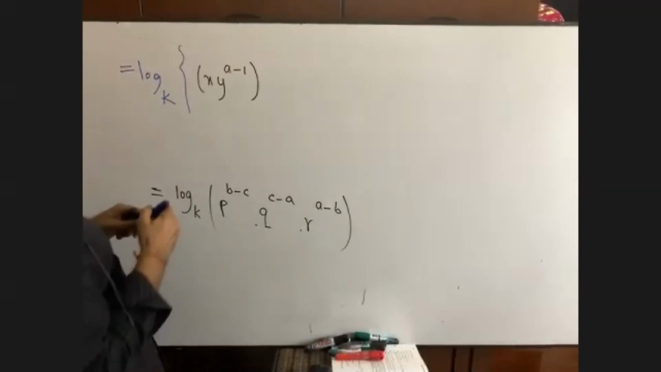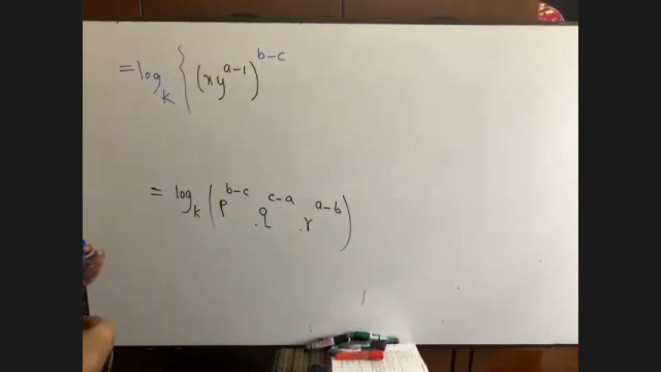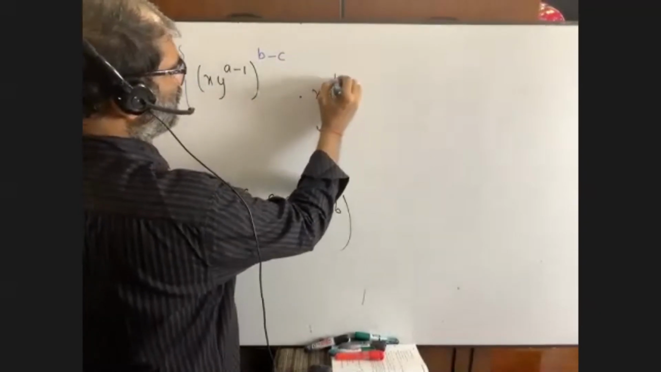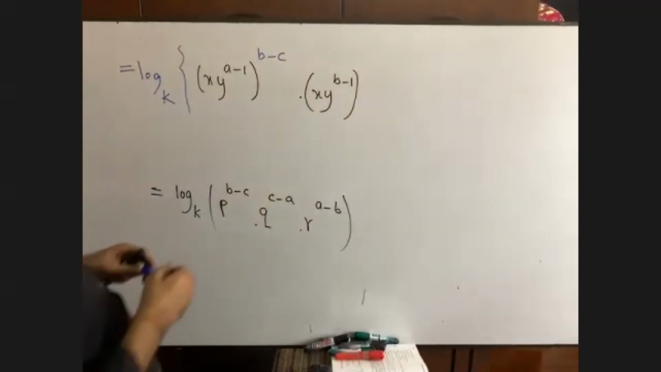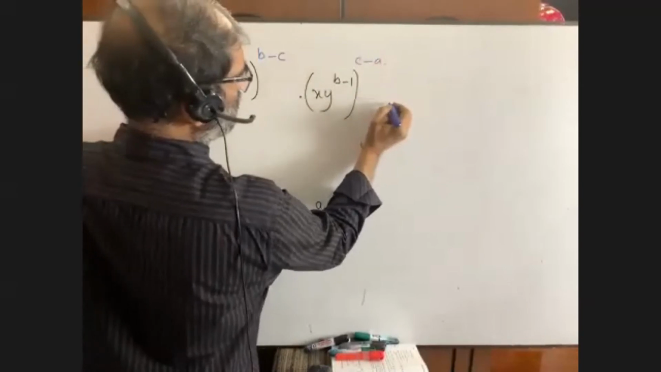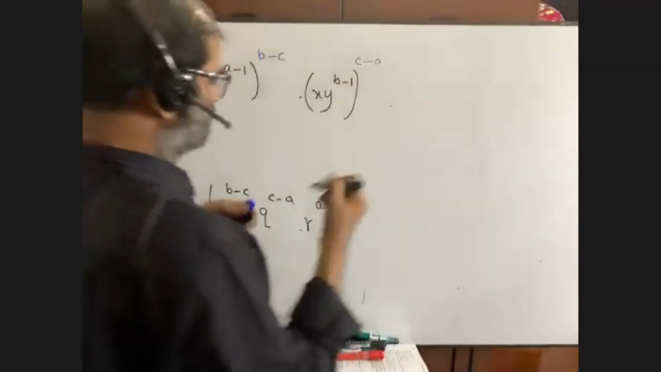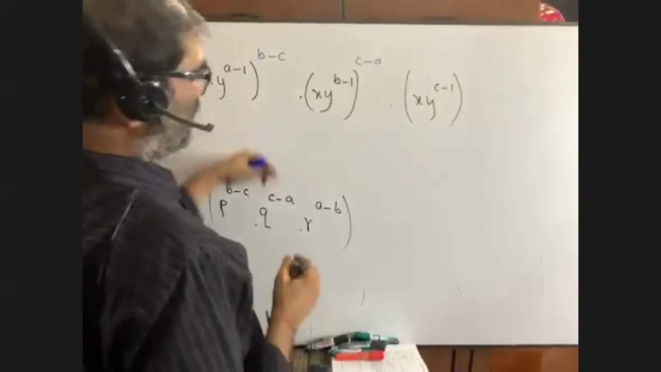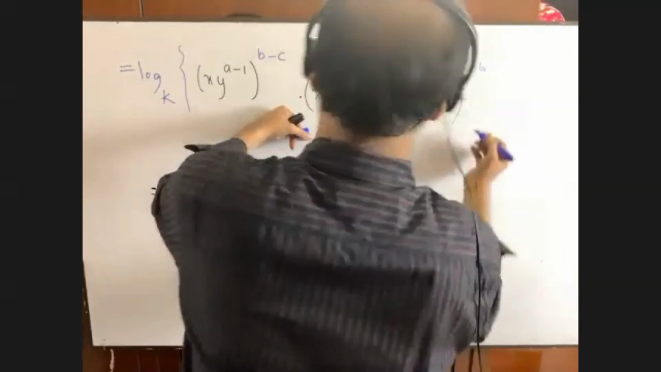Now it is power b minus c. Again, q, what is the value of q? xy to the power b minus 1. This is the value of q. And what is the power here? Power is c minus a. Then it is r. Value of r is xy to the power c minus 1. And power is a minus b.